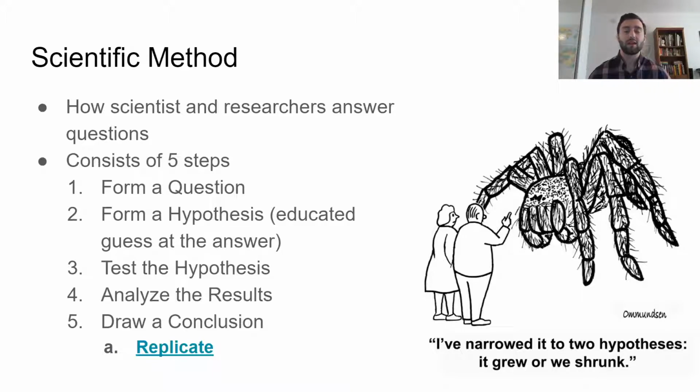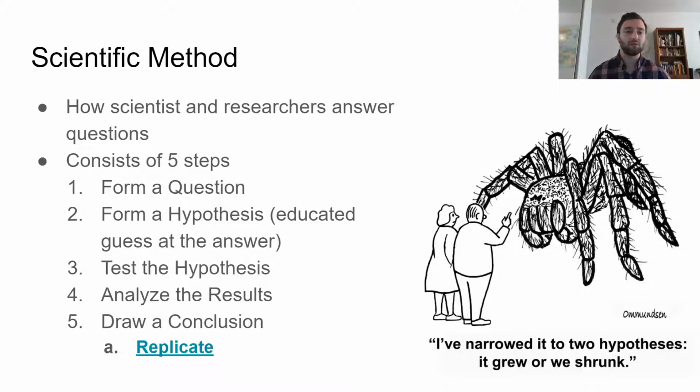Number 2, right, is forming a hypothesis. So what is our guess? What do we think is going to happen, right? So if I want to know why do some people score better on standardized tests than others, my hypothesis might be, maybe they had more practice doing that, right? That's my hypothesis. I think it's going to have to do with practice.